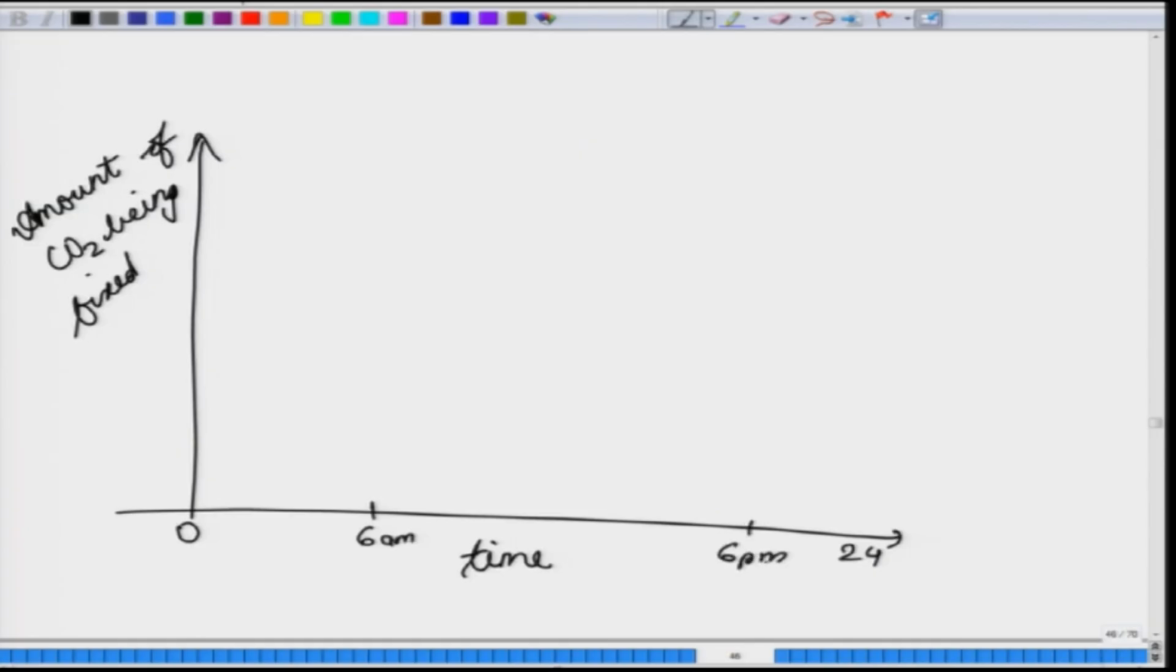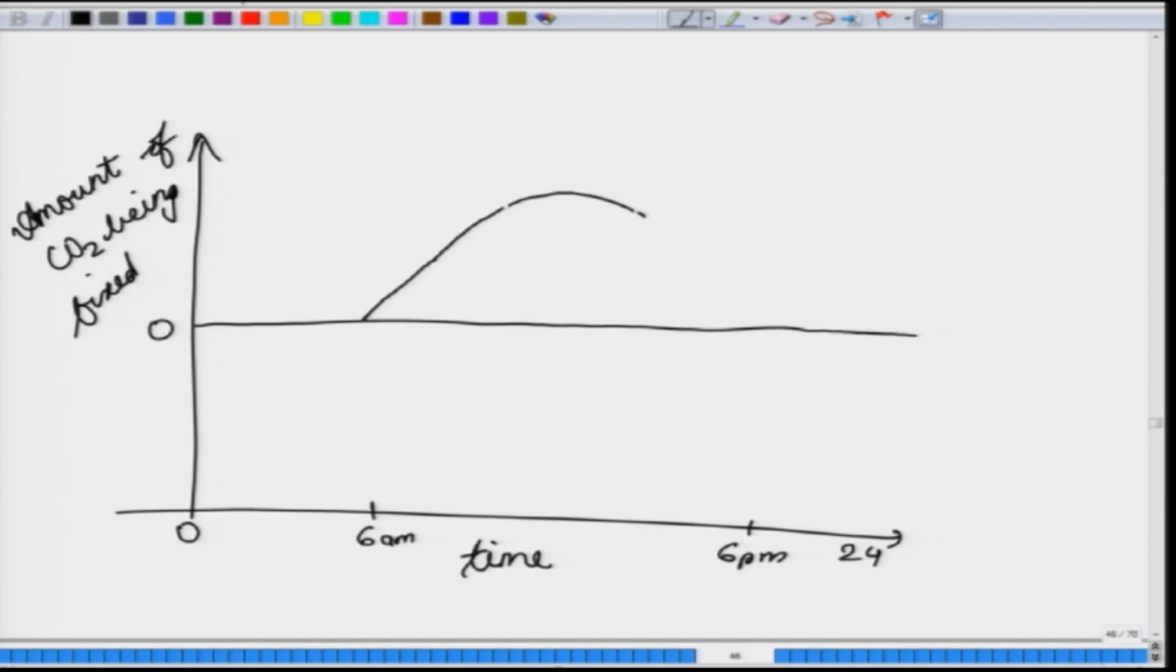Now, let us say that on this axis, this is your 0 point. The amount of carbon dioxide that is being fixed by the plants will increase during the daytime, probably reach a maximum, and then it will go down. And in the night time, there is no carbon dioxide being fixed, but carbon dioxide is actually being released by the plants.